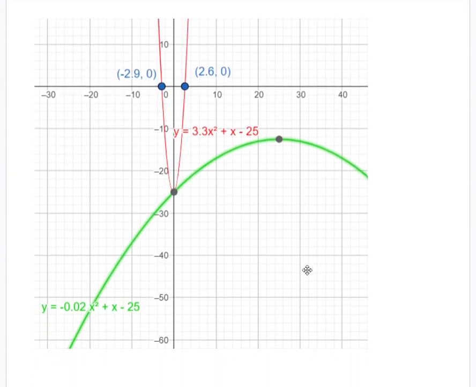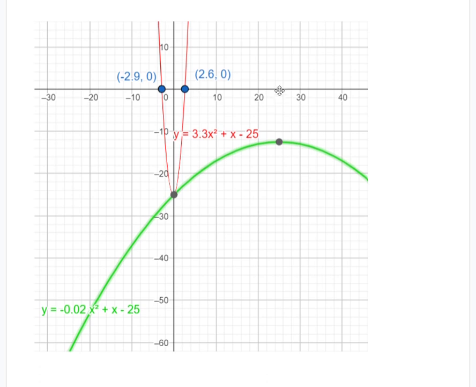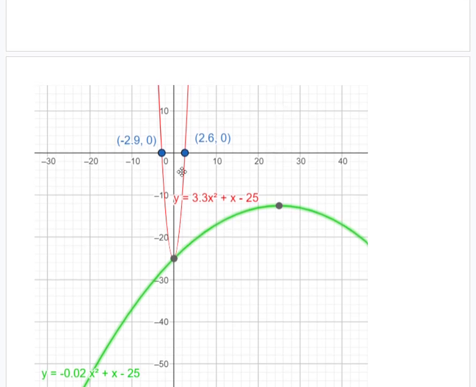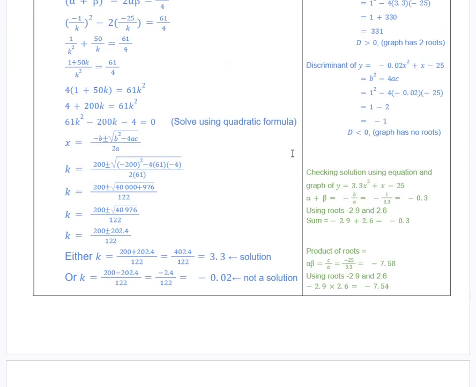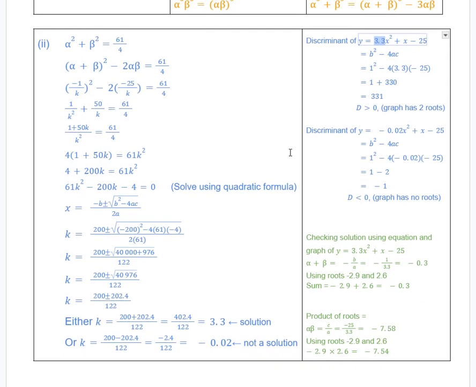I have a graph here. Let's take a look at this graph. This is the graph of the two equations they gave us. I used a graphing calculator. You're seeing the green graph, that's the one with negative 0.02 as the A value, or the K value, and the other one with 3.3 rather. And you have these two roots. It's not part of the question to figure out what the roots are, but I'm going to verify that the product and the sum of these two roots are what we are given here.